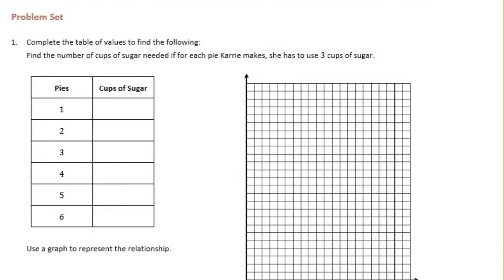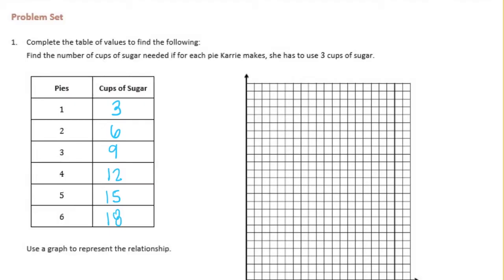Find the number of cups of sugar needed if for each pie Carrie makes she has to use 3 cups of sugar. So 1 pie equals 3 cups of sugar. So then 2 pies, if we double that, would be 6 cups of sugar. 3 would be 9. 4 is 12. 5 is 15, and 6 is 18.